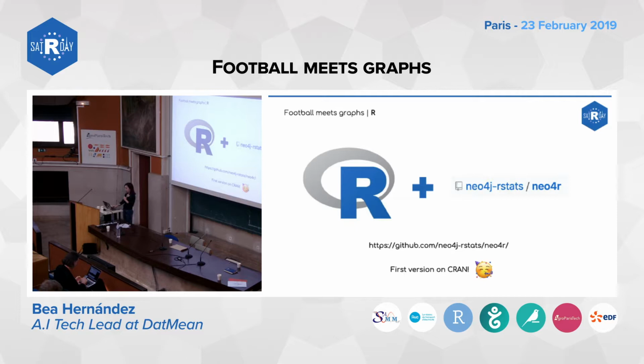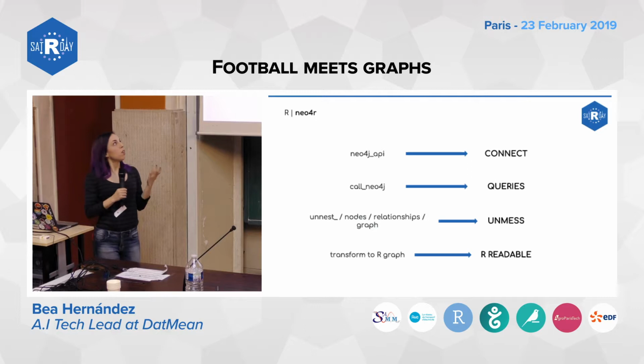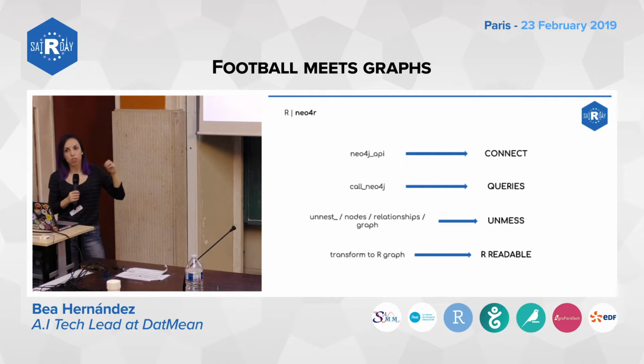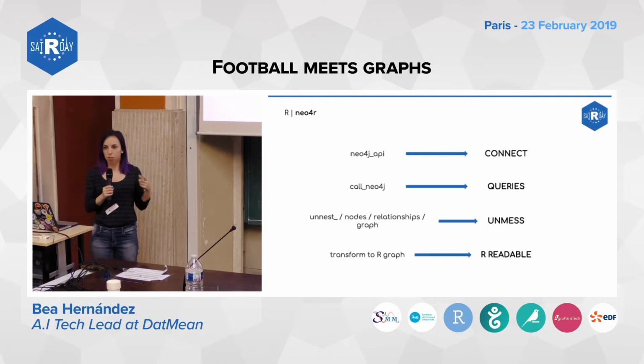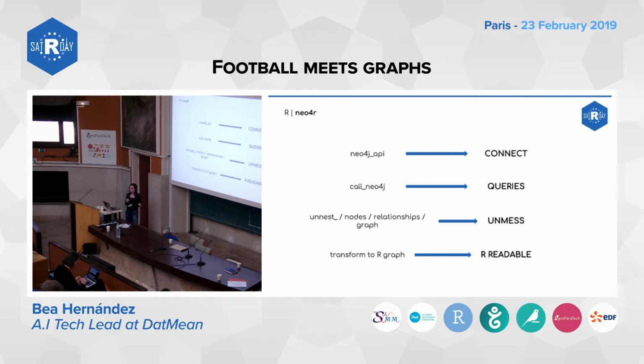So what can we do with Neo4R? We can connect, of course, with our database, and we can query, which is the basic thing you do in a database. The query works in both directions. You can query to get data, or you can query to put data in your database. So you do that with the call Neo4j.